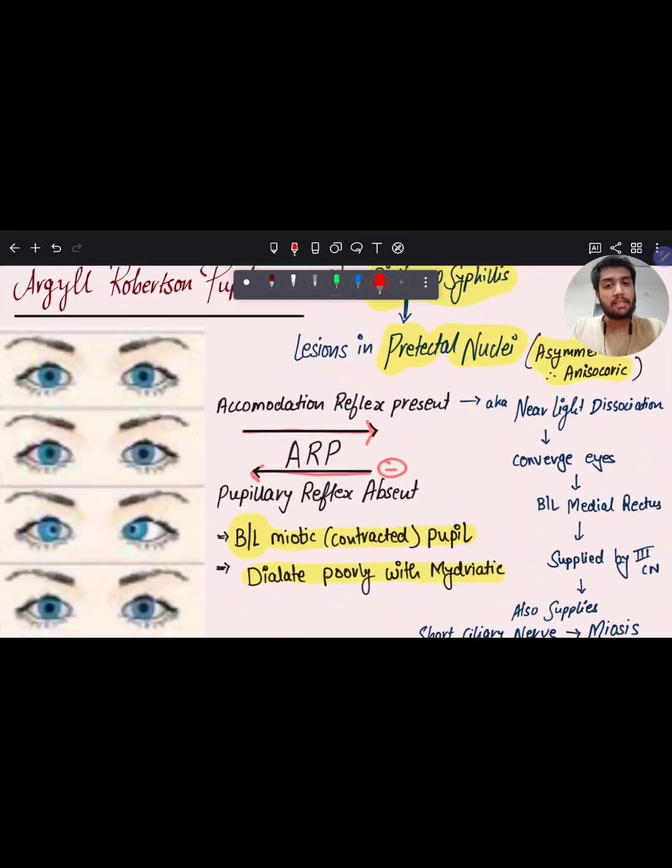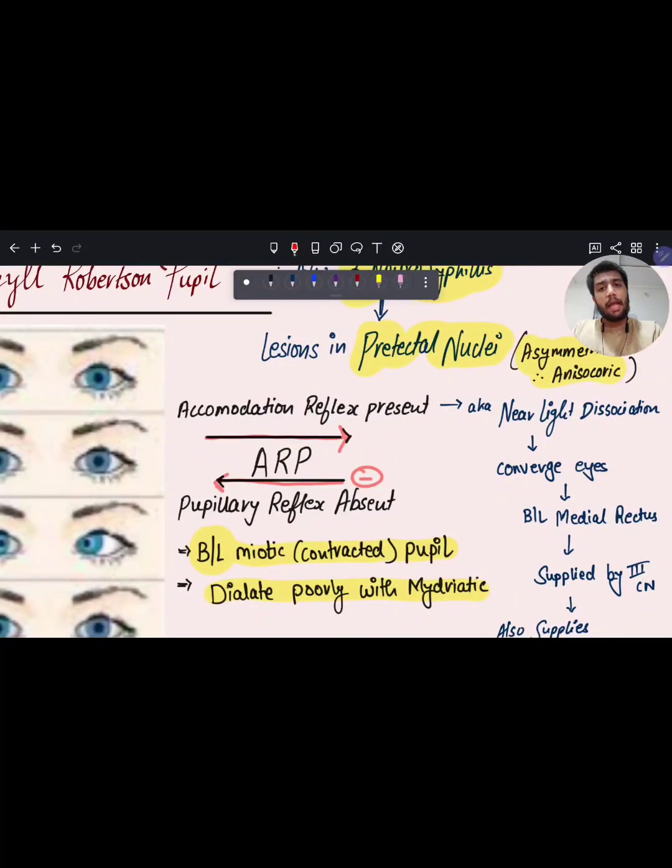What is the accommodation reflex? Basically, it means light-near dissociation. What happens when you converge your eyes like this? The medial recti of both eyes are activated, and they help both of your eyes to converge in this direction and bring a focus. When you want to focus on something very near, your eyes will converge, and this is known as accommodation. And it is because of a muscle known as the medial rectus.